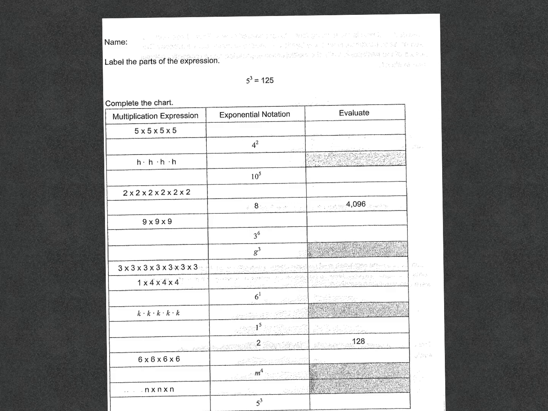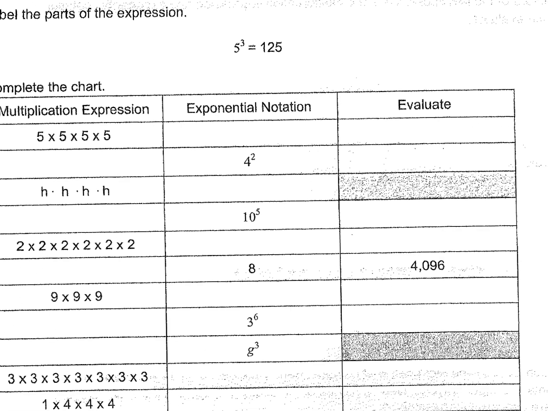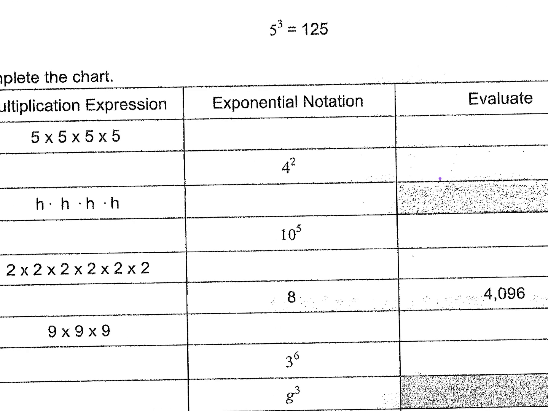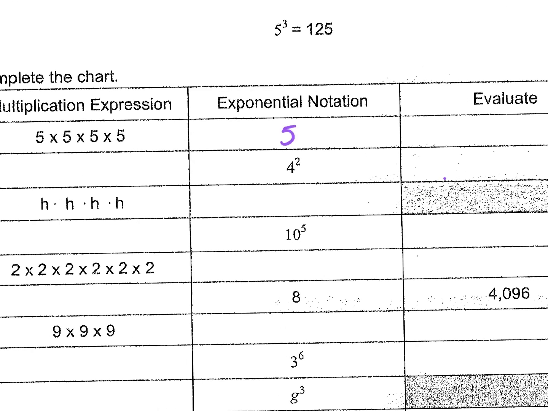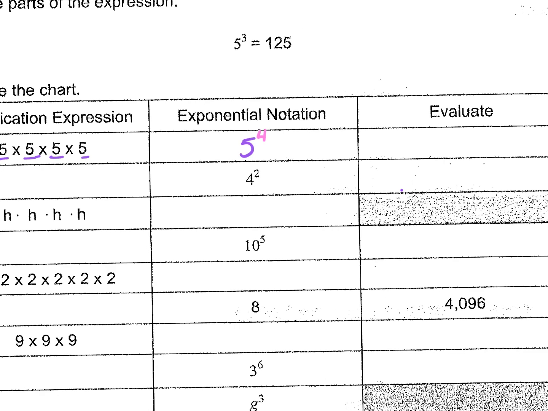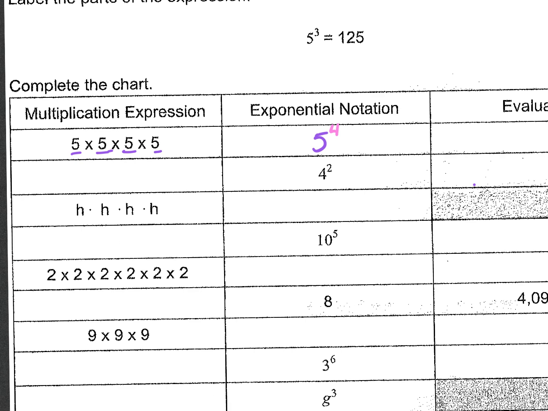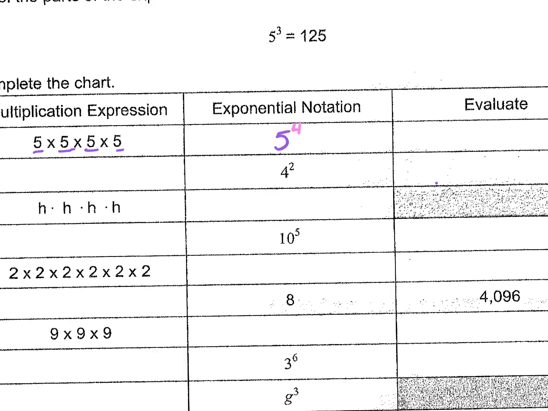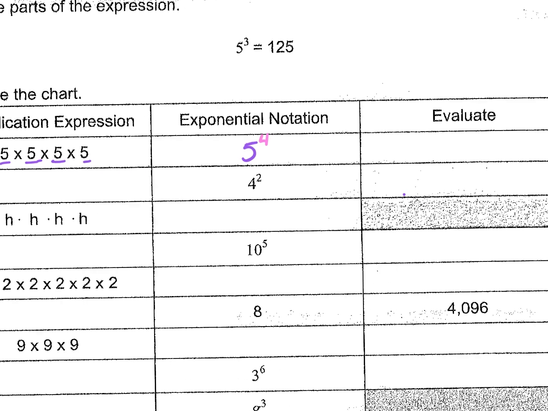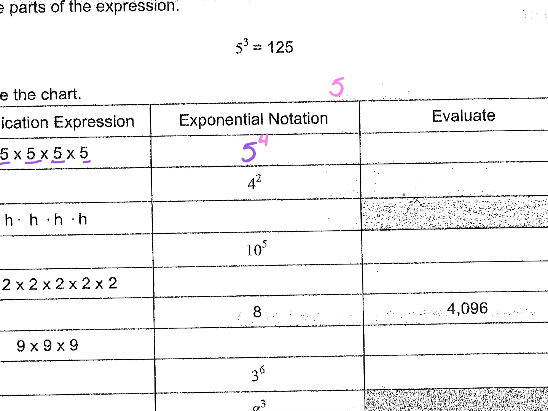Okay, so on this first one, we have 5 times 5 times 5 times 5, which means our base here is going to be 5, because that's the number that we have on these. Well, since we have 4 of them, it's 5 to the 4th power. Your calculator will help you with this. You can put in 5 times 5 times 5 times 5, or you can put in 5 and then use the caret key, so 5, and then the caret key, and then 4. Okay.